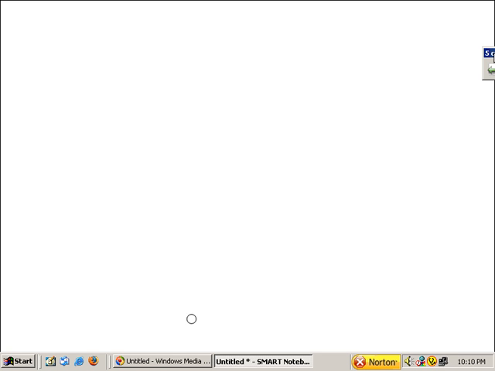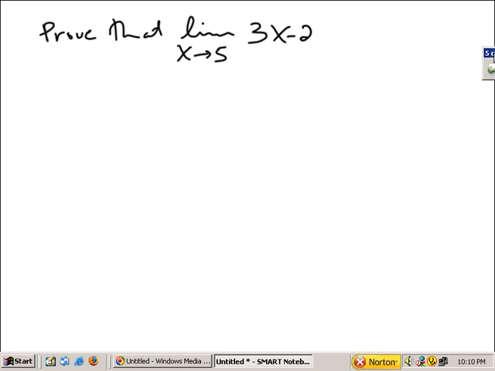And then after we do a couple of proofs, I'll show you what it means. Say delta is epsilon over 2. All right, so prove that the limit as x goes to 5 of 3x minus 2 is equal to 13. Okay, so proof. This time we have more space.